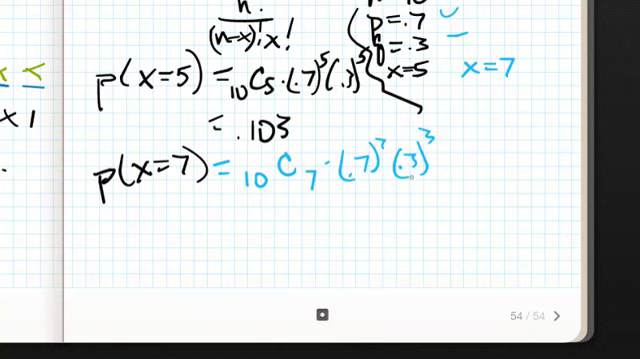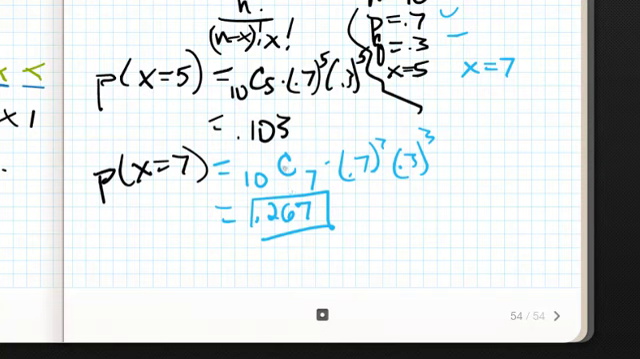It's kind of coincidental that these two, see how this 3 and these 7s, I picked my numbers like that on purpose. Okay? And I'm going to throw it in my calculator real quick. Second entry. I'm going to do 10 choose 7, 0.7 to the 7th, and 0.3 to the 3rd. And I get that this probability is 0.267 approximately. That is the highest probability.